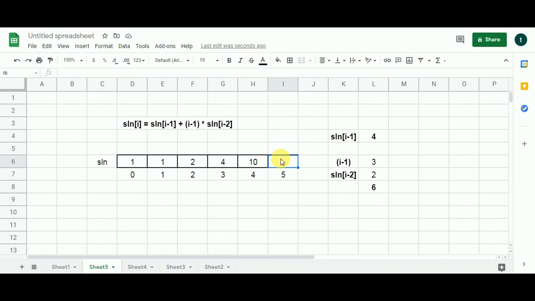Now let's calculate the value when i is 5. When i is 5, this component will become SLN[5 minus 1], which is SLN[4]. Here the value is 10. I'm going to put 10 over here. This will give me 4. And this component is going to give me SLN[5 minus 2], which is SLN[3], whose value is 4. So I put 4 over here. When we multiply 4 with 4, we get 16. And when I add 10 to this 16, the first component and the second component, I get 26. So when there are 5 people standing in front of you, there are 26 ways in which they can either pair up or stay single. This formula over here is the algorithm around which you can create the program.